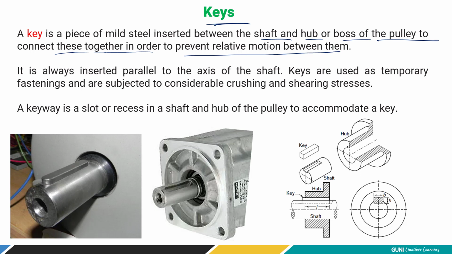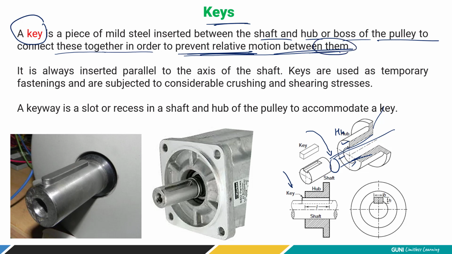Now why is a key basically used? Just look at the figure over here. This is the hub. Here we are going to insert the shaft, right? So power is transmitted from the shaft to the hub and to the other element. But between shaft and hub, we need some mechanism which prevents relative motion, because both have circular surfaces. When you apply torque, they are going to slide over it. They are going to rotate. So we need to prevent it, and that is only possible by using a key. So this is the function of a key. It simply prevents relative motion between them.